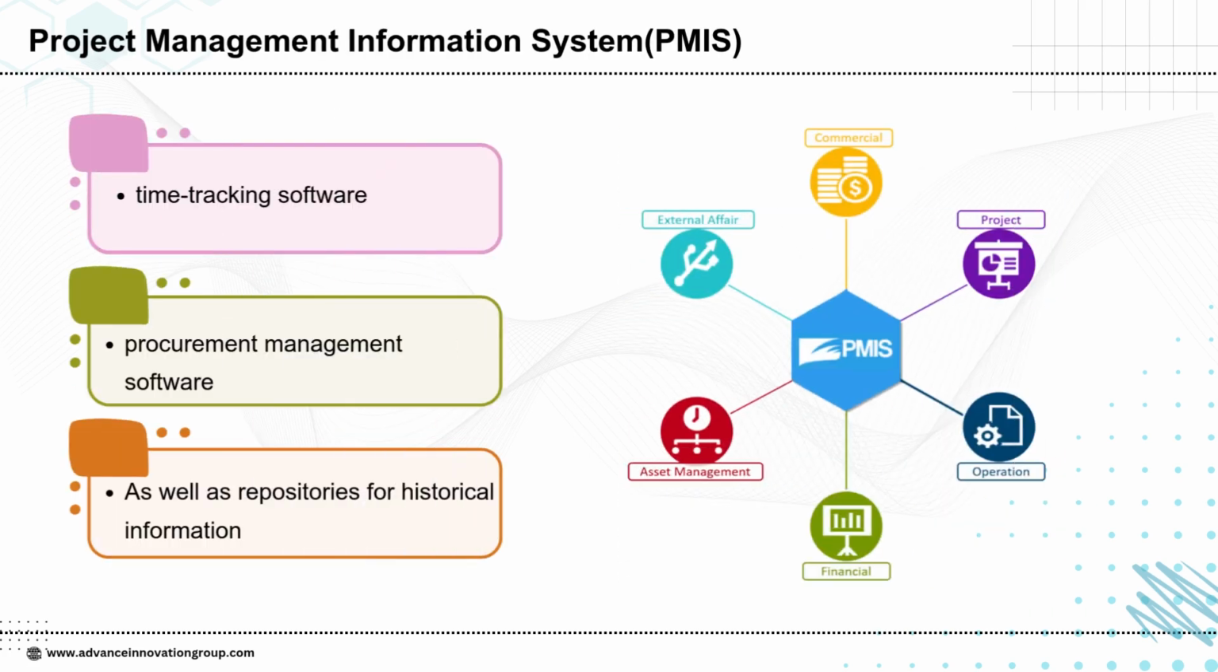A Project Management Information System, or PMIS, further supports project efficiency and control. One key feature is time tracking software, which helps monitor team productivity and ensures project activities align with schedules. Another element is procurement management software, which streamlines the process of acquiring goods and services, making supplier interactions and purchasing more efficient. PMIS also includes repositories for historical information, providing valuable records from past projects that can guide decision-making, risk management, and planning for future initiatives. Altogether, PMIS integrates different functions such as operations, finance, asset management, and project oversight into a single system, creating a structured environment for managing complex projects.